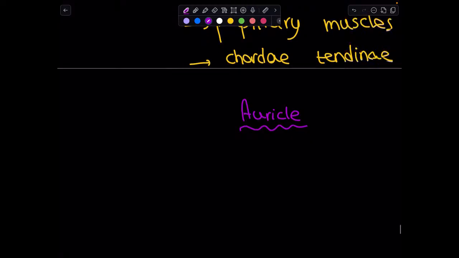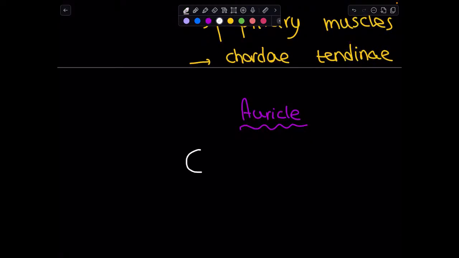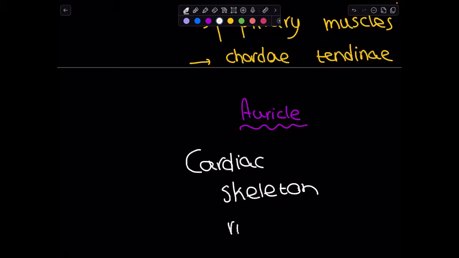Okay, what about the cardiac skeleton? The cardiac skeleton is a dense network of connective tissue that provides structural support for the heart. It forms rings around the heart valves, ensuring they maintain shape and function properly. What are these rings then? These rings, called annuli, surround the heart valves, like the mitral, tricuspid, aortic, and pulmonary valves. I see.